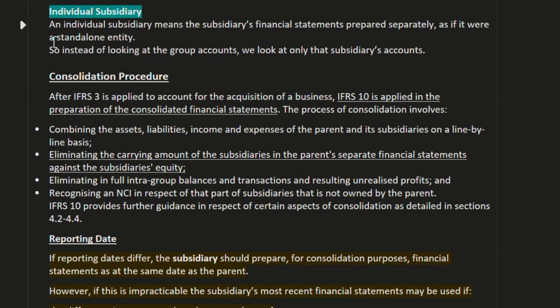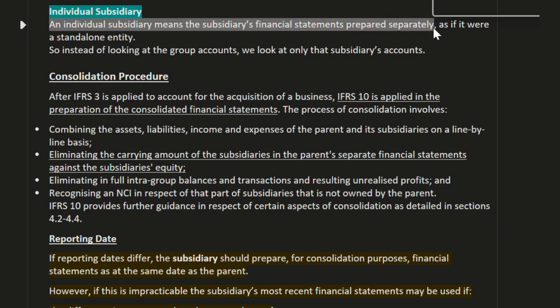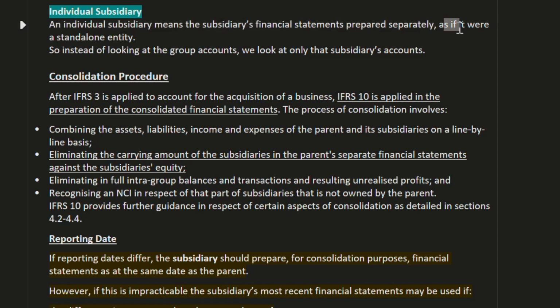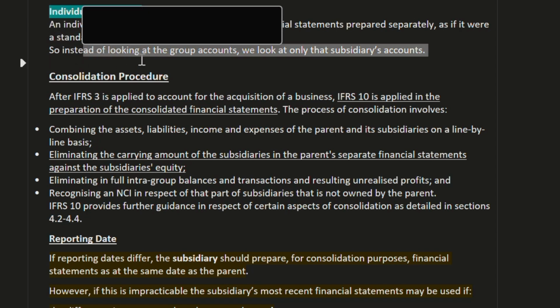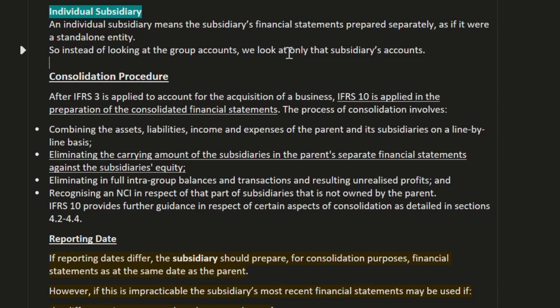Now, individual subsidiary means the subsidiary's financial statements prepared separately, as if it were a standalone entity. So instead of looking at the group accounts, we look at only the subsidiary's accounts.